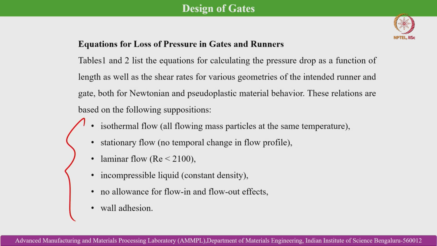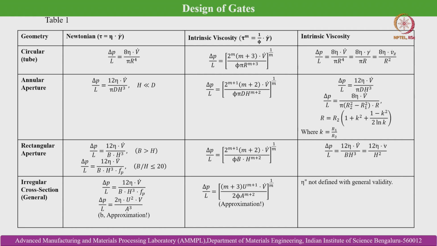So, all flowing mass particles at the same temperature, stationary flow, no temporal change in flow profile, laminar flow, that means Reynolds number below 2100, and incompressible, that means the density is constant throughout the fluid body domain. And then no allowance for flow in and flow out effects, and then wall adhesion. These are the considerations, and these are the typical expressions. In case of considering Newtonian viscosity, that is tau is equal to mu du dy or eta du dy.